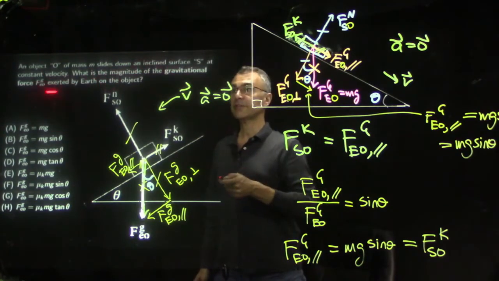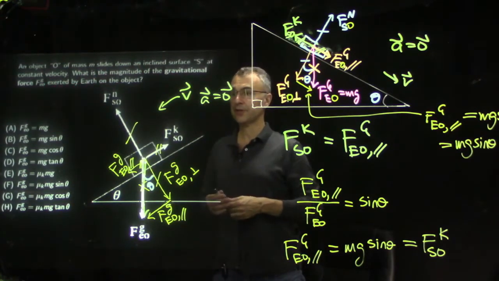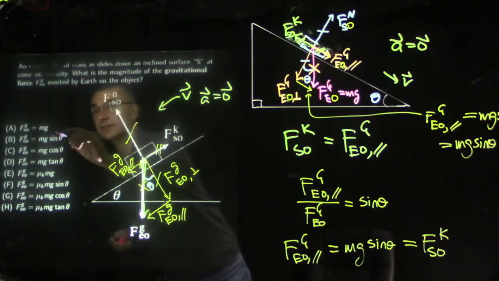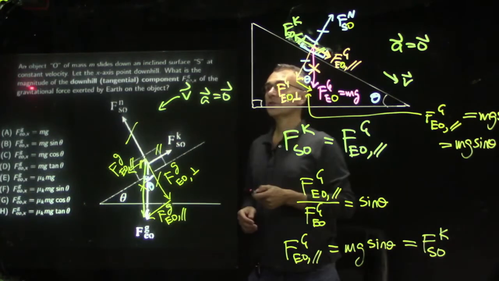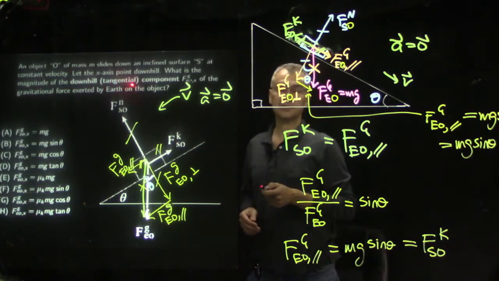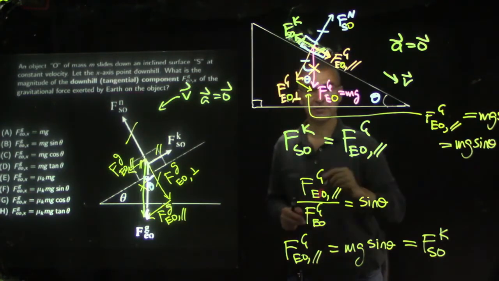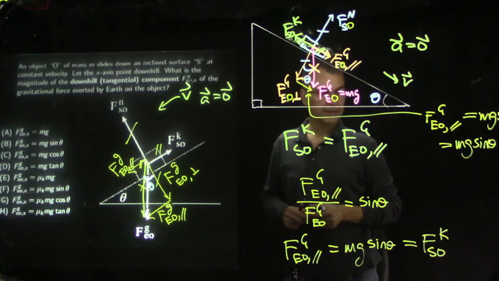What is the magnitude of the gravitational force exerted by Earth on the object? Well, I think it's just mg. What is the magnitude of the downhill, that means tangential or parallel component, of the gravitational force exerted by Earth on the object? So that's basically asking about this thing, the parallel component of the gravitational force by Earth on the object, and it is mg sine theta.